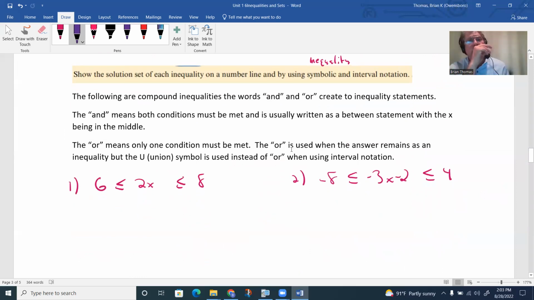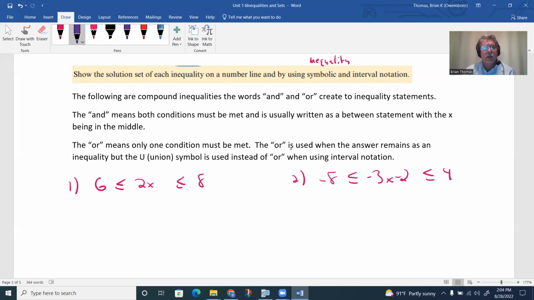So the next thing we want to talk about is what we call compound inequalities. A lot of times we'll be using the word "and" or the word "or" in this situation to create what we call inequality statements. The "and" means both conditions must be met, and usually is written as a between statement with the x being in the middle. The "or" means only one condition must be met. The word "or" is used and the answer remains as inequality.